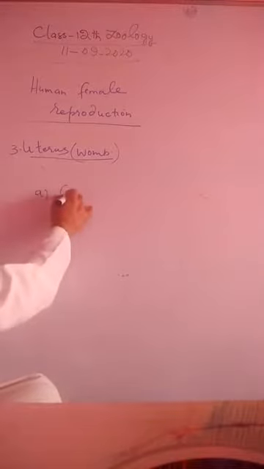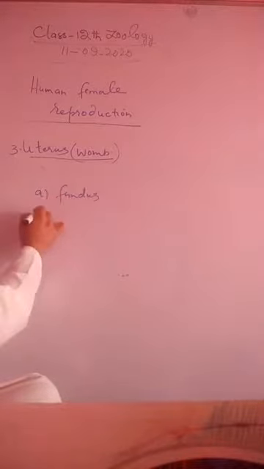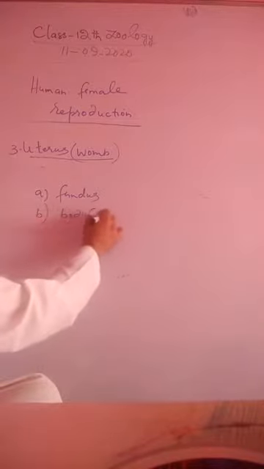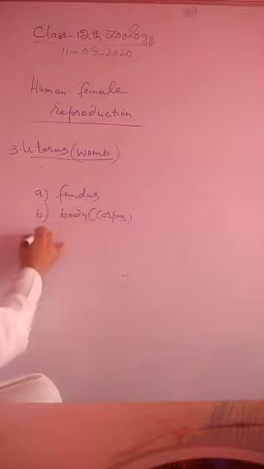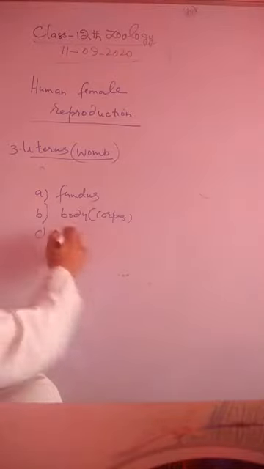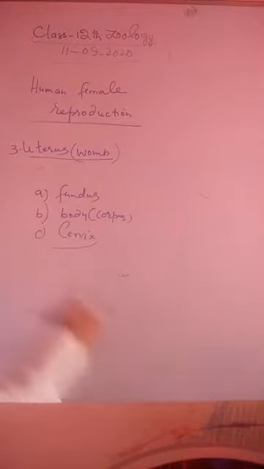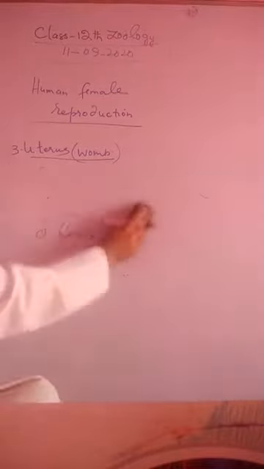The first part is called the fundus. The second part is called the body or corpus. The third part of the uterus is called the cervix. These are the three differentiated parts of the uterus. The function of the uterus: the endometrium, especially present in the uterus, is the site of implantation and fetal growth during pregnancy. It also takes part in placental formation. This is the function and structure of the uterus.